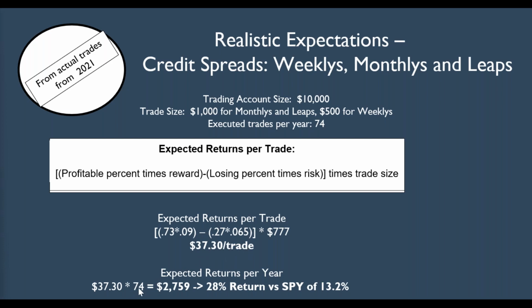All right, 74 trades a year brings in $2,759 on one contract. Okay, and that's a 28% return on the SPY versus 13.2% for the SPY, and this was a good year.